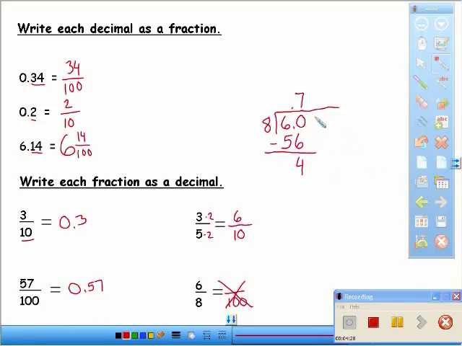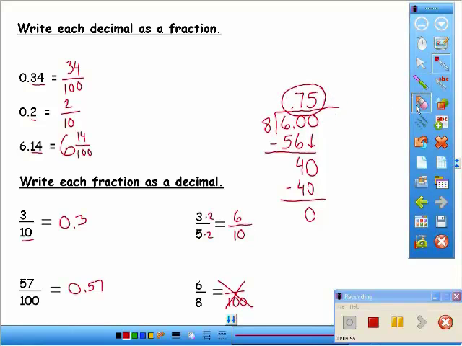Nope. We're going to add another 0, because remember, I can add as many zeros as I want at the end of a decimal. And I'm going to bring that 0 down, and I'm going to do it again. 8 goes into 40 how many times? 5 times, because 5 times 8 is 40. If I subtract, I get 0. So there it is. There's my decimal.